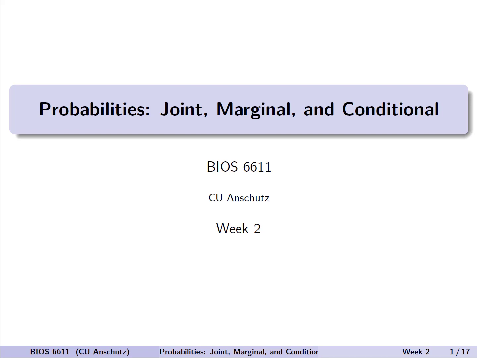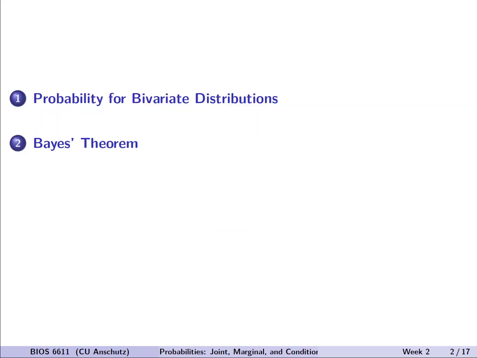Greetings, Bios 6611. For this lecture set, we're going to jam out to some probabilities: joint, marginal, and conditional. We're going to introduce the terminology and some examples of probability calculations in the context of what we call bivariate distributions. We'll then also motivate some future topics by introducing the idea of Bayes' theorem towards the end of the lecture slides.